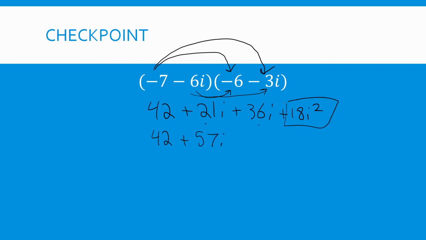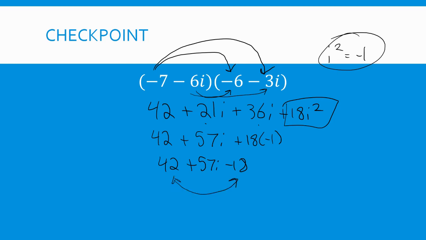When you see this, you have to simplify every i squared term. We know that i squared is equal to negative 1. Knowing this, rewrite it as such: plus 18 times negative 1. Notice, like I said, when you square i, it becomes a real number. 42 plus 57i, 18 times negative 1 is negative 18. All of a sudden, we can combine these like terms. 42 minus 18 is 24, plus 57i.